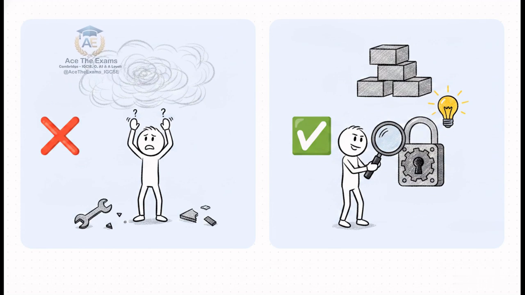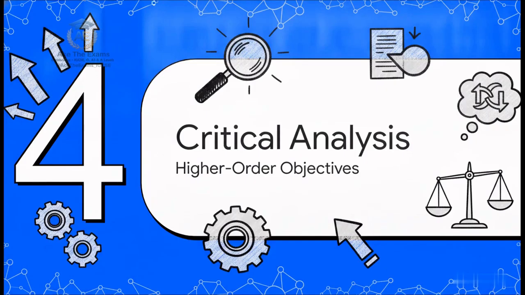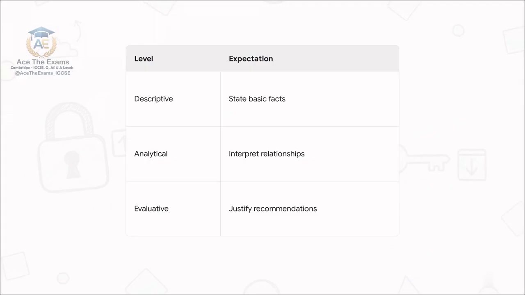All right, let's jump straight into Section 4, Critical Analysis and Evaluation. This is where we learn how to hit those higher order objectives, and it's time for our interactive workshop. This table perfectly breaks down the framework levels. If you are just stating basic facts, you're stuck at the descriptive level. To max out your grade, you must push past this.